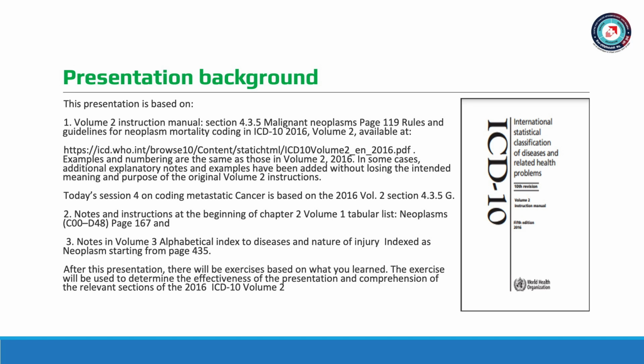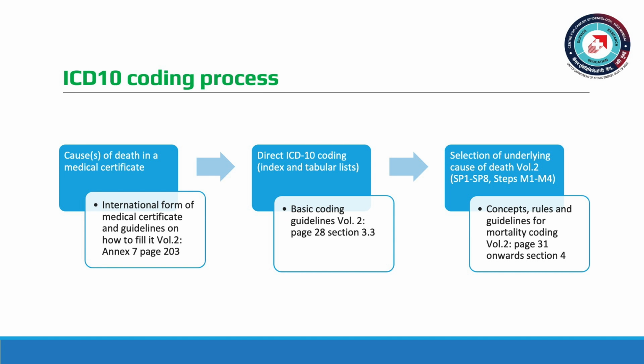ICD-10 Volume 2 sections. This slide presents ICD-10 coding steps in a linear flow, indicating that the process moves from documenting the cause of death through coding using ICD-10 resources to selecting the underlying cause of death using specific guidelines. This process is crucial for standardized and accurate mortality coding using the ICD-10 system.